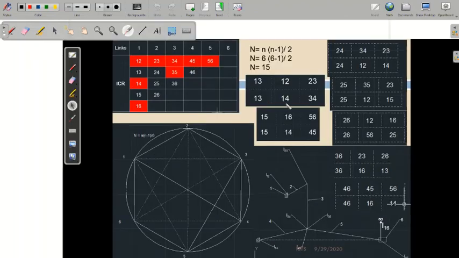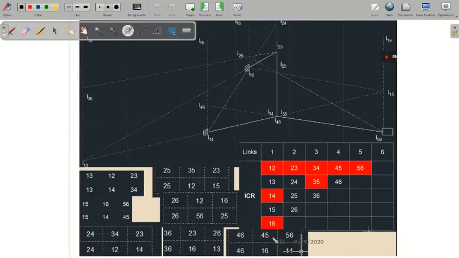Okay, what else is remaining? 4 6 is remaining. So where is 4? This is 4. Where is 6? This is 6. Connect 4 6. Connect 4 5 and 5 6, and then what else can I get? 1 6 1 4 I can get. Write it, 1 6 1 4.